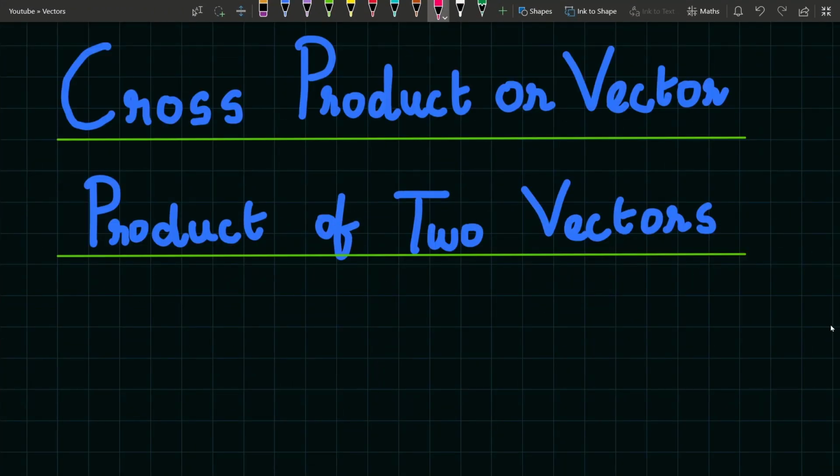Cross product of two vectors. It is also called the vector product because if you multiply two vectors in this type of product, the answer will also be a vector. That is why it's called a vector product.